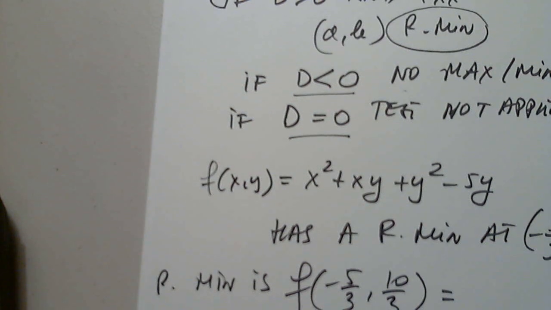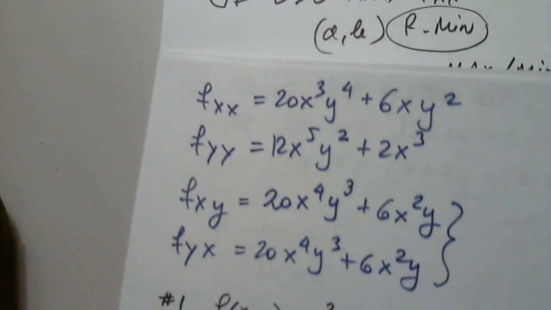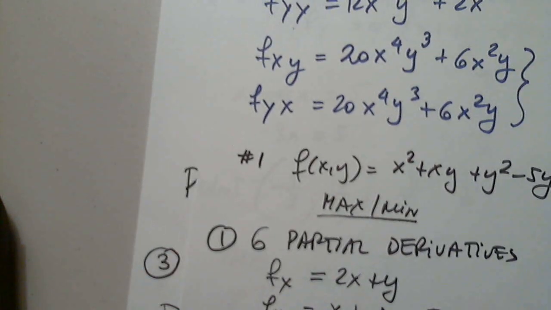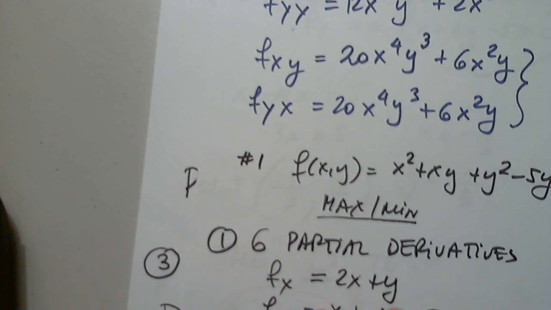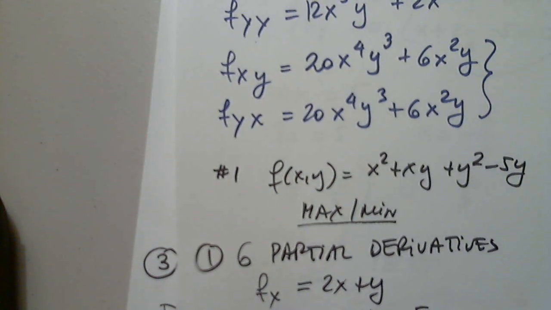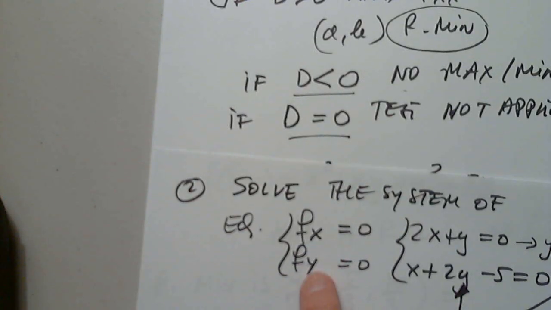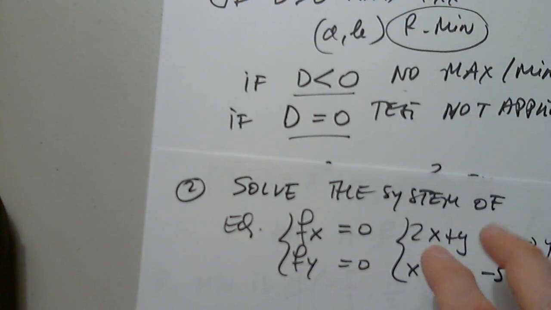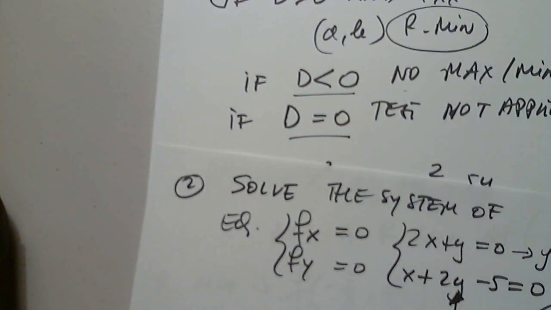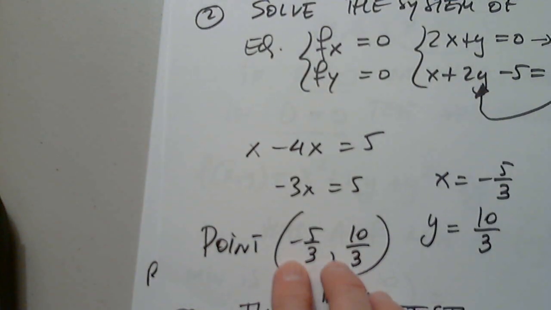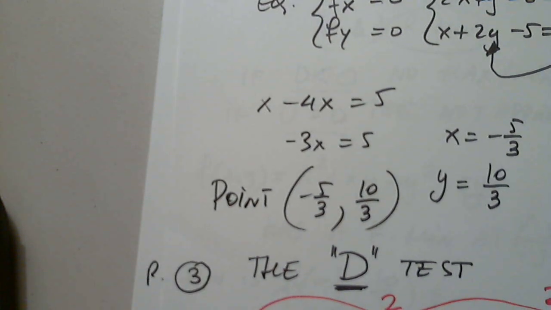So again, let's review the d-test and then work on another problem. Step number 1, immediately find all 6 partial derivatives. Step number 2, I only take fx and fy, set them equal to 0, and then solve the system. If I don't get any point, there is nothing to say. There is no max-min. If I get a point or more than 1 point, then I have to go through the d-test for both or more points.